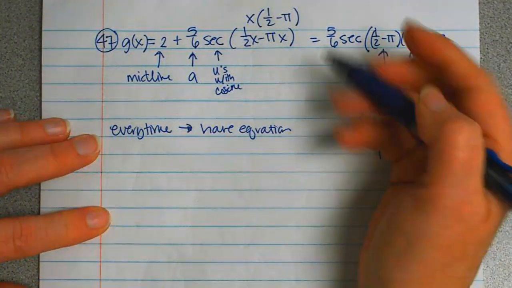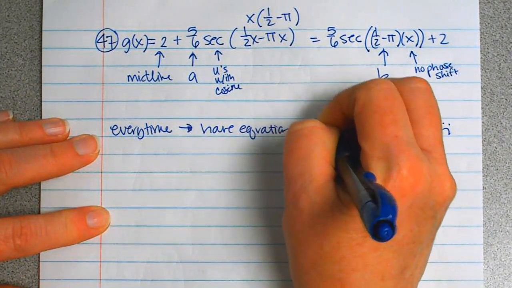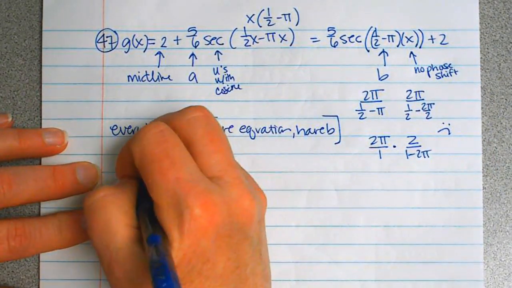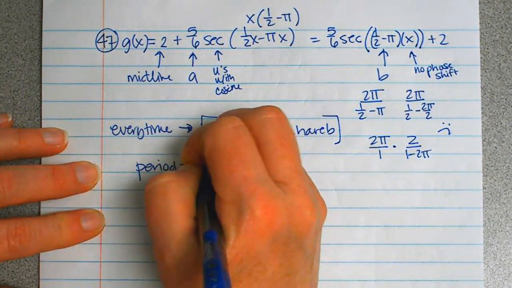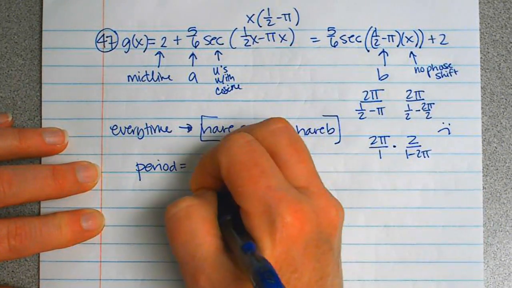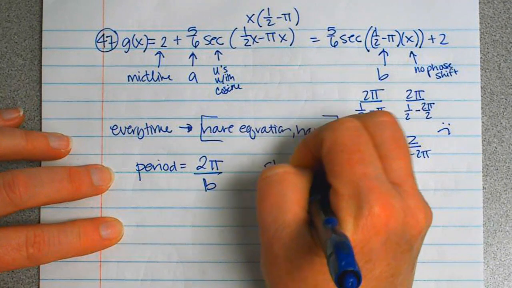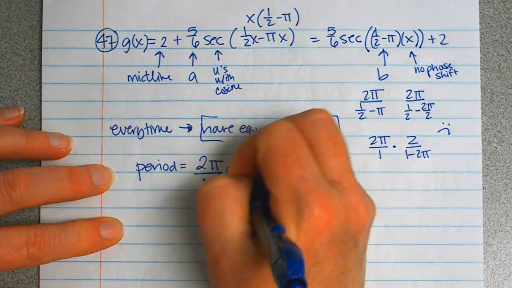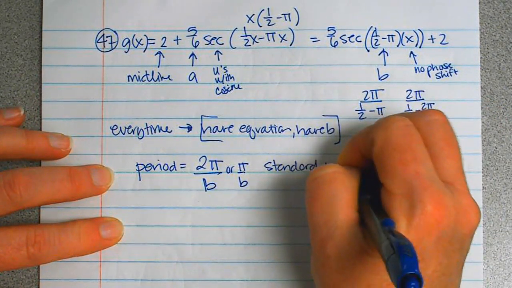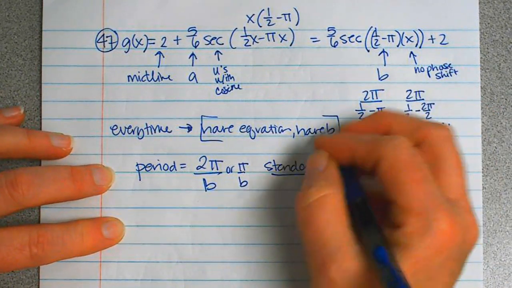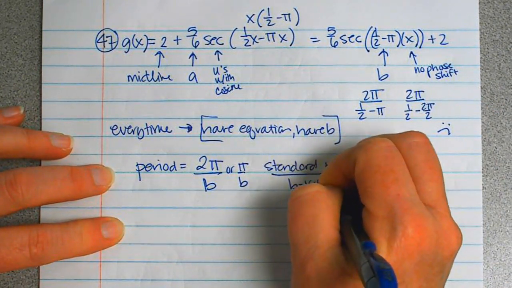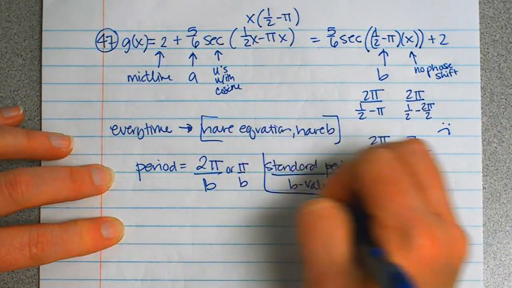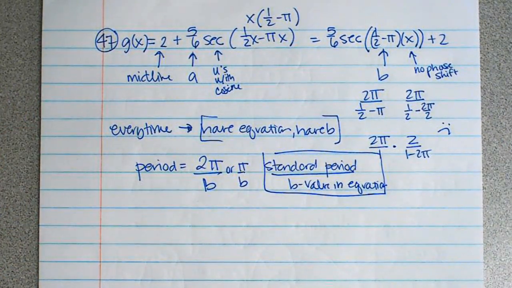So if you have an equation, then you have b. If you want to find period, period equals 2 pi divided by b. That means standard period, and I guess this is just for 4 of them, right? Some of them could be pi over b. Standard period divided by the b value in the equation. This tells you if you're going faster or slower around the unit circle.